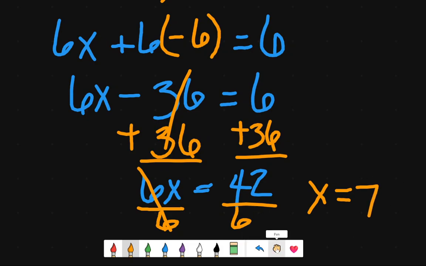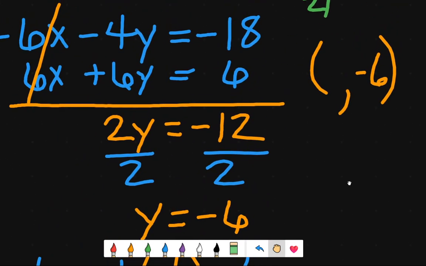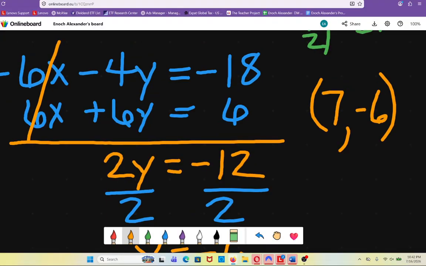So what is the y? X is 7. What is our y? Our y is negative 6. So our solution to this system of equations is x is 7 and y is negative 6. Let's go to the actual graphing and see if that's what we got when we graph these two equations. So let's check it and see here.